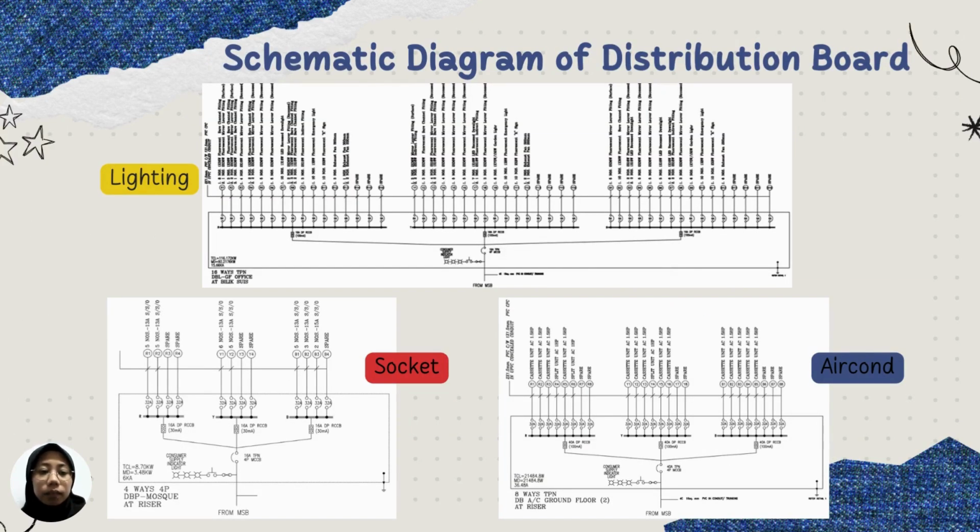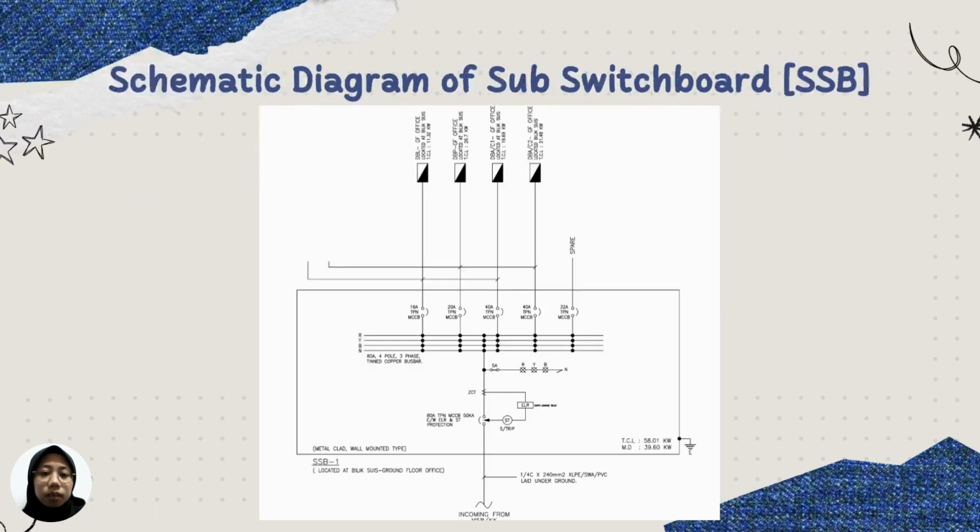And then, after calculating all the values in the Excel table, we can draw the schematic diagram of the distribution board. The first one is the lighting distribution board, the second one is the socket distribution board, and the third one is the aircon distribution board. And then, same as for the subswitch board, we just include the values from the table and put them in the schematic diagram.